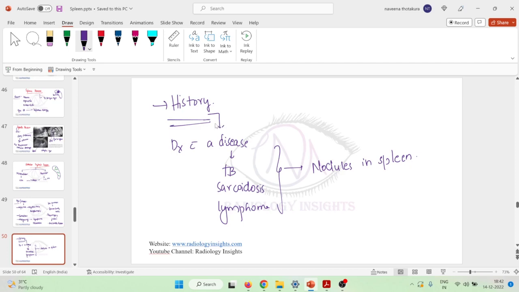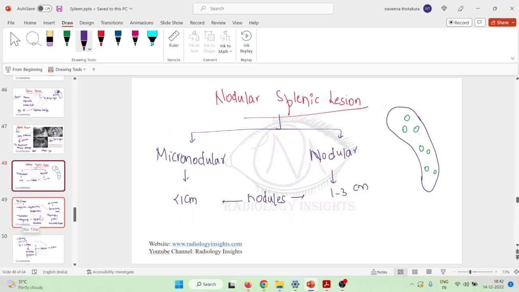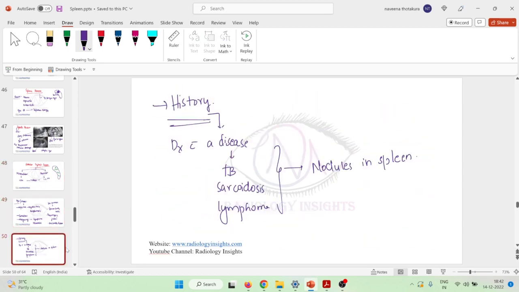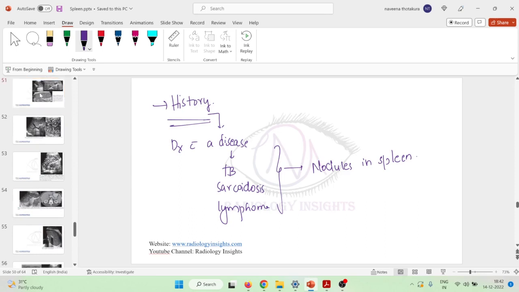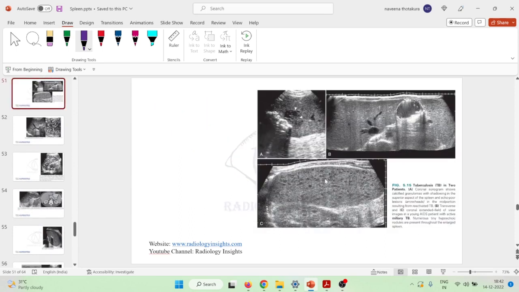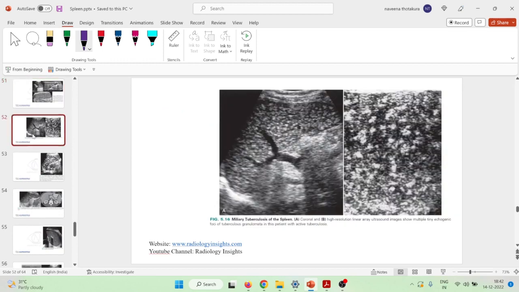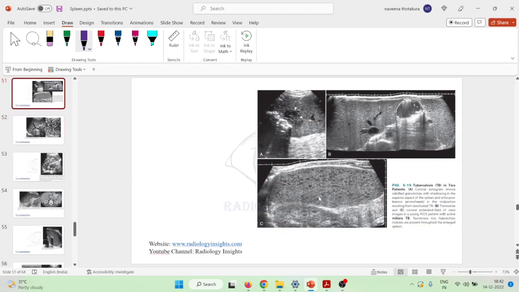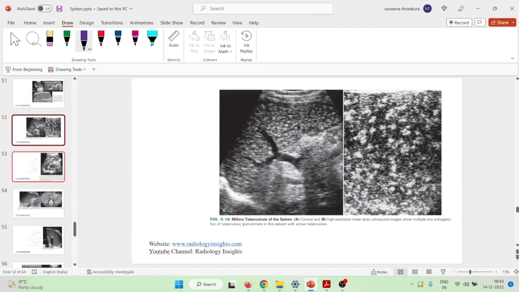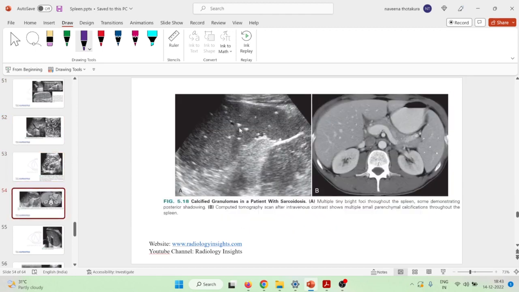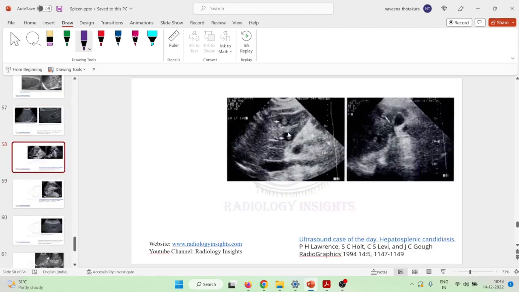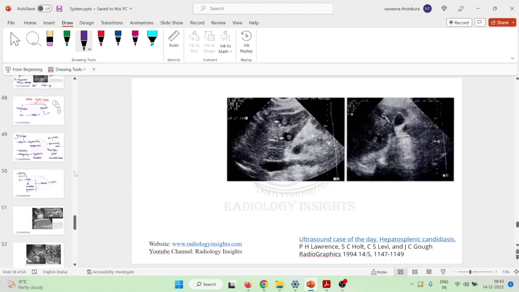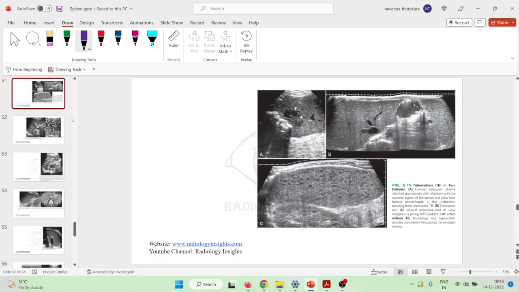Next, the important thing is we have to see how these nodules look for each of the diseases we have discussed till now. The nodules can be hypoechoic, or they can be hyperechoic. They can be smaller, which is micronodules, or very big, which is macronodules. So based on our differential diagnosis, we will see each of the diseases in detail. Thank you.